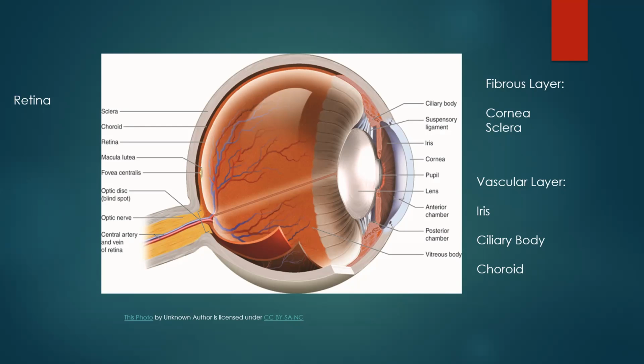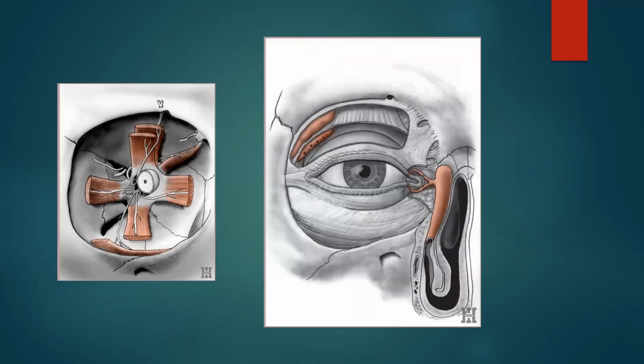And then obviously we have the vascular layer. We have the iris, the ciliary body, and the choroid, which is actually back here, okay? And then we have the retina, and that's where the images are processed as they come into the eye. Now, here's the big thing. Within the eye, we also have these accessory structures. We have the superior and inferior rectus muscles and the medial and lateral rectus muscles as well. So very often, this is common.